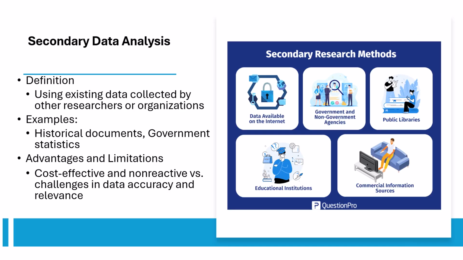Secondary data analysis involves using existing data collected by other researchers or organizations to conduct sociological research. This method can include analyzing historical documents, government statistics, or data from various agencies. For example, researchers might use census data to study demographic trends or historical records to understand social changes over time.